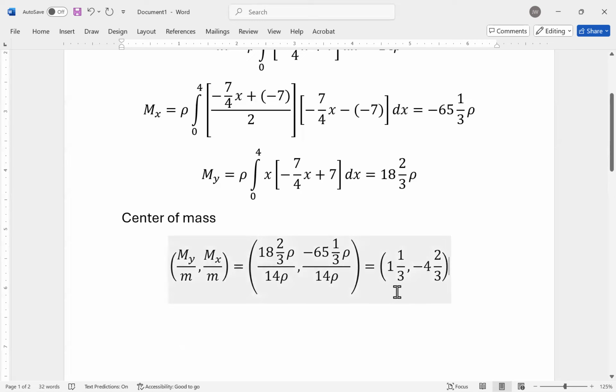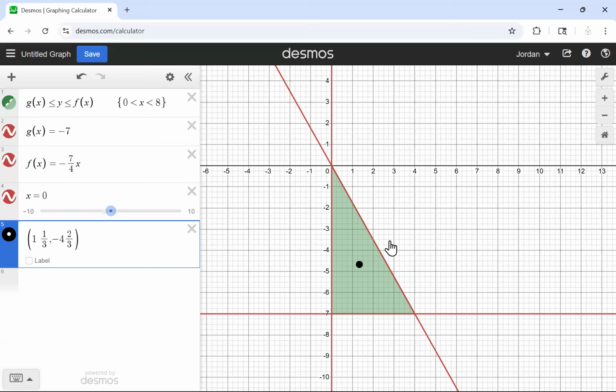Let's visually check that this makes sense for my center of mass. So I've graphed that point, 1 1/3, negative 4 2/3. That does appear to be the center of mass of this object. So there we go. That's the idea.